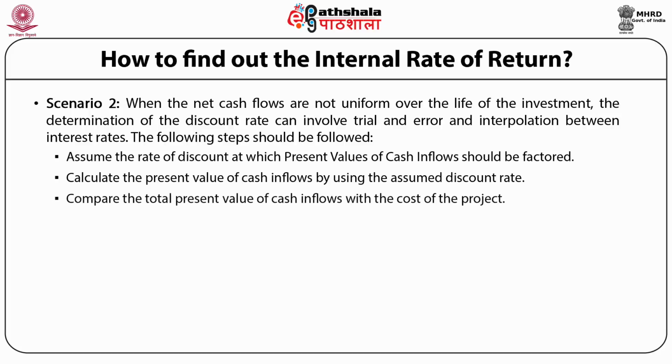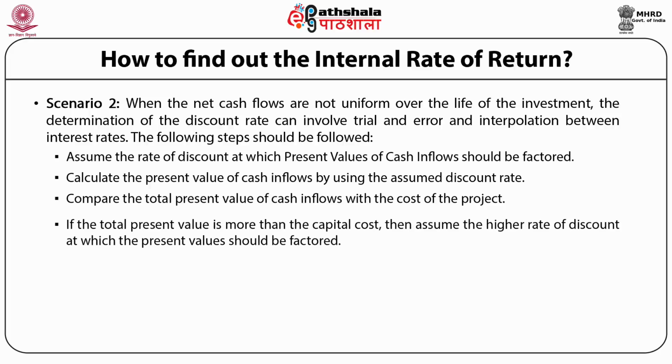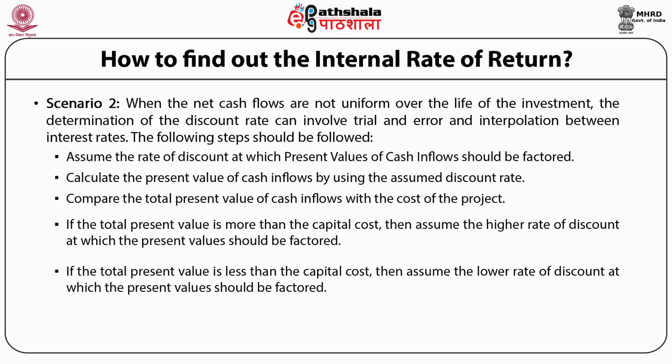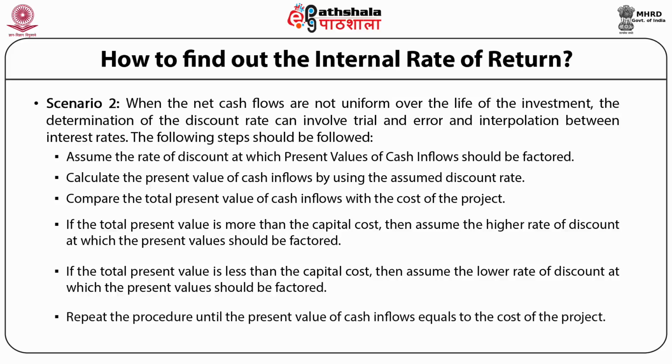Step 3. Compare the total present value of cash inflows with the cost of the project. Step 4. If the total present value is more than the capital cost, then assume the higher rate of discount at which the present values should be factored. Step 5. If the total present value is less than the capital cost, then assume the lower rate of discount at which the present values should be factored. And last, repeat the procedure until the present value of cash inflows equals the cost of the project.